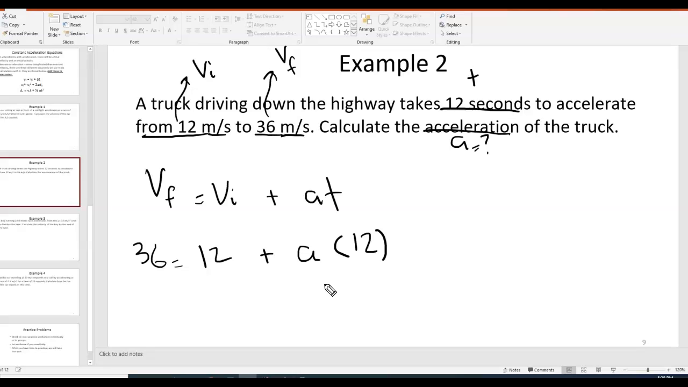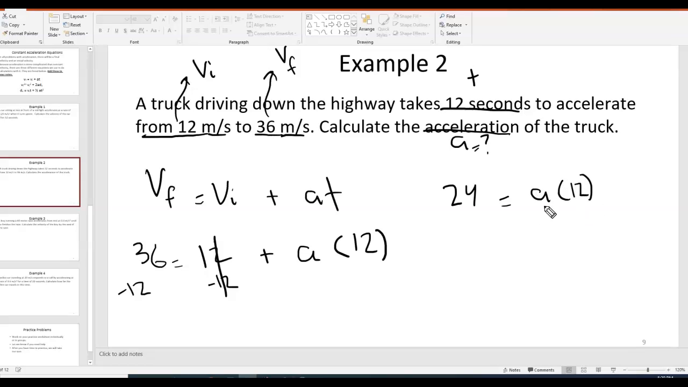And so that means the first thing I'm going to do is I'm going to subtract 12 on both sides. Now the reason you do it on both sides is because in algebra you can basically do anything you want as long as you do it equally to both sides. So if I do minus 12 here to get rid of this 12, I have to do minus 12 here as well. So 12 minus 12 is going to cancel. 36 minus 12 is going to equal 24. And I still have this A times 12 on the right side.